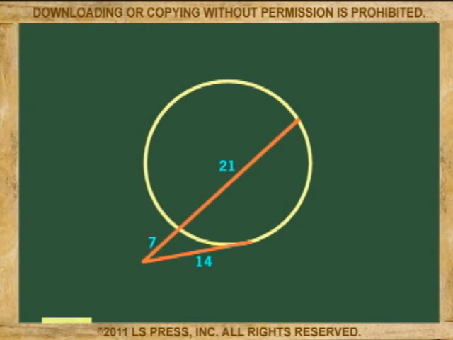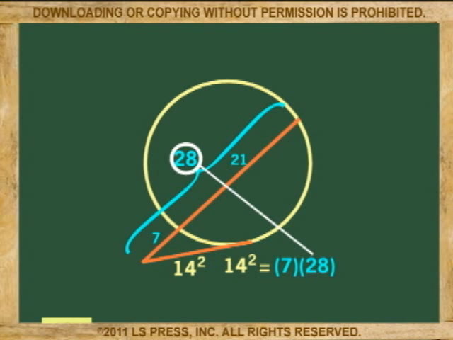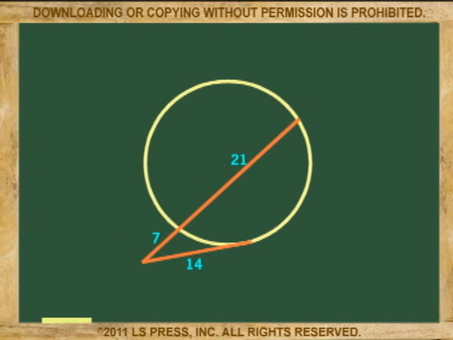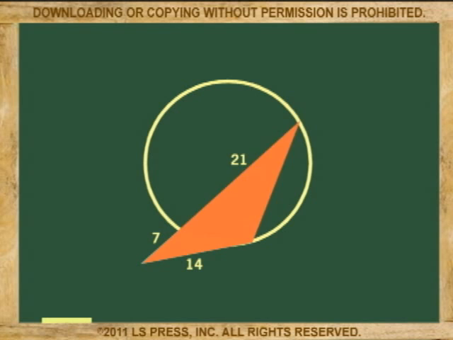Now, for the case of a secant and a tangent, because we don't have an interior part for the tangent, the measure of the tangent has to be multiplied by itself. In other words, looking at this circle, the square of the tangent segment is equal to the product of the outside part of the secant times the whole secant. For the proof, we draw these two lines, and these are the two triangles that are similar.